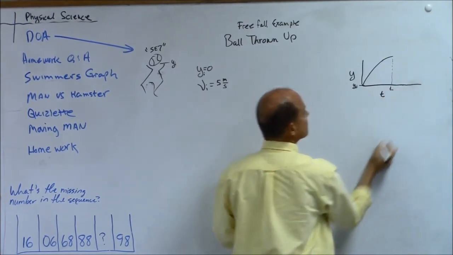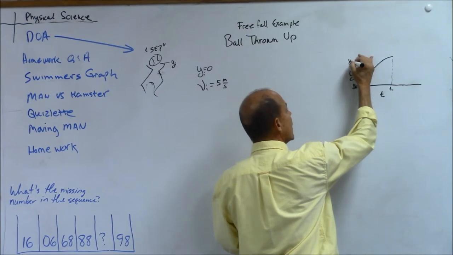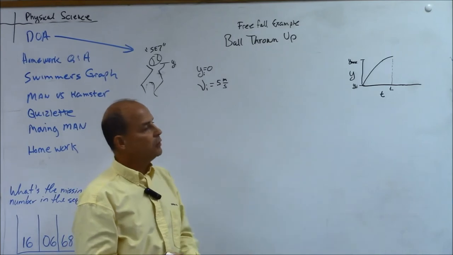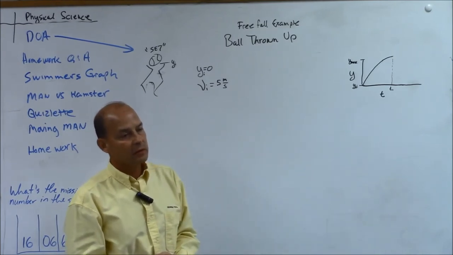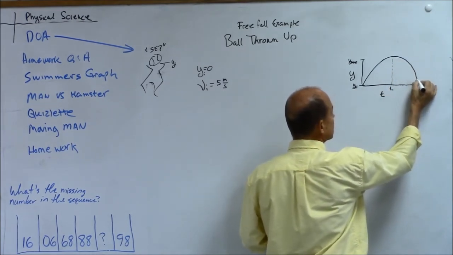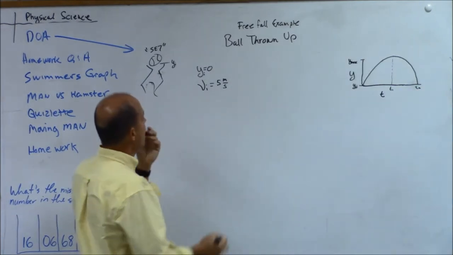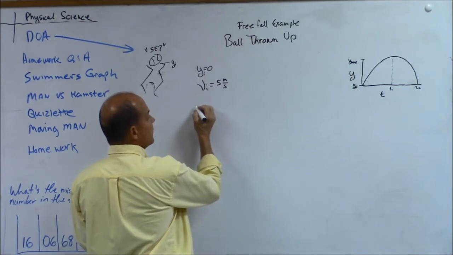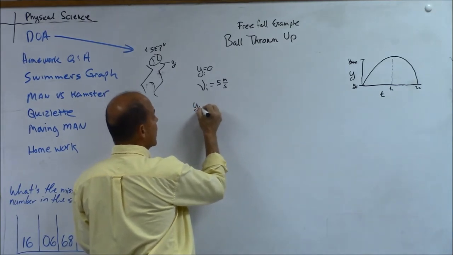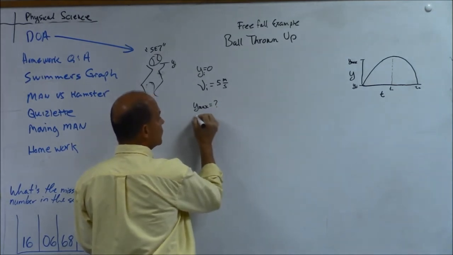T1, where the ball has reached some maximum height. I'm going to call it Y max. At some point in time, which I'm going to call T1, the ball reaches a maximum height. And then it begins to come down, T2. The problem is going to be, what is Y max? And what is T2?